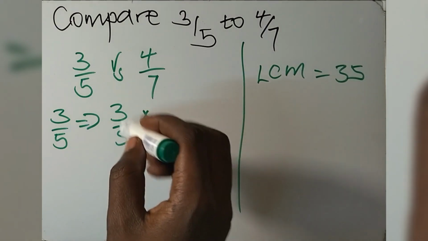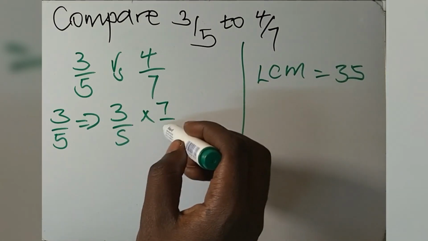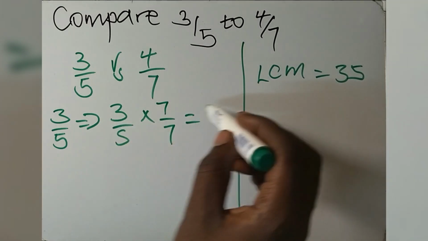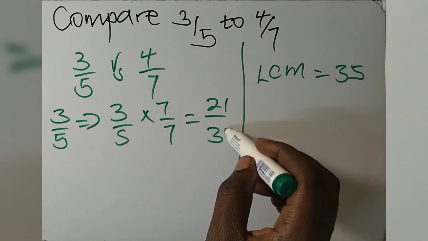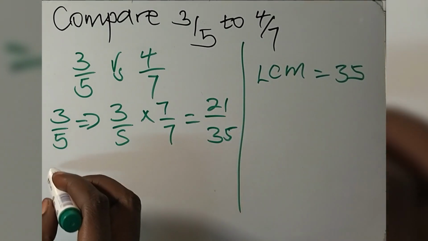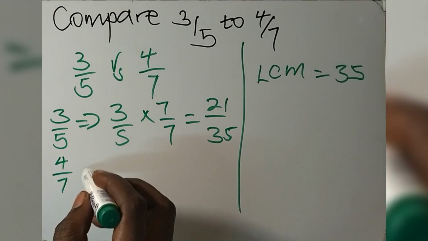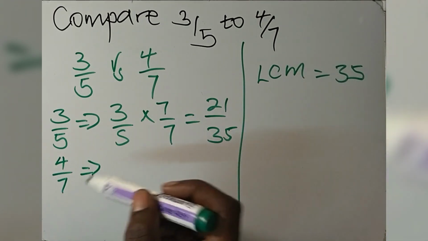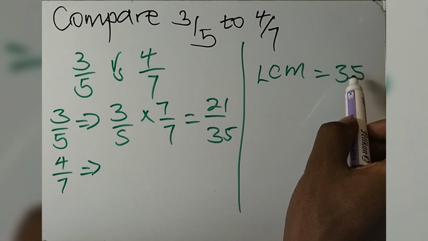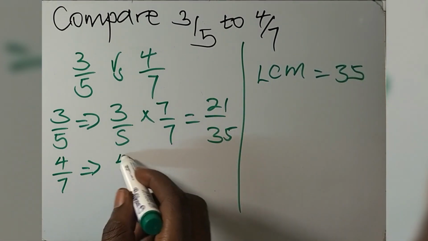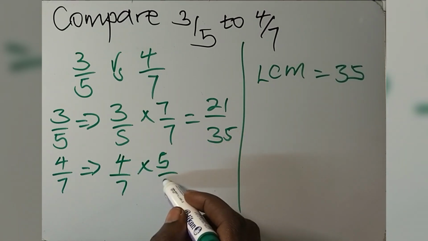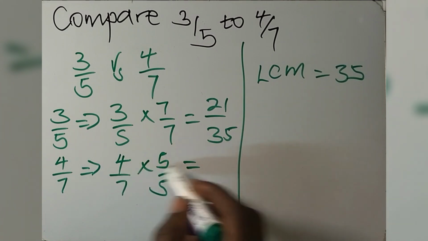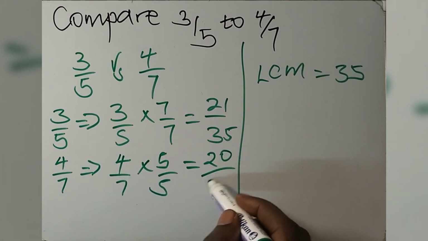So we'll multiply 3 over 5 times 7 over 7, and we'll have 21 over 35. And then for 4 over 7, 7 goes to 35, 5 times. So we'll multiply 4 over 7 times 5 over 5. It will give us 20 over 35.